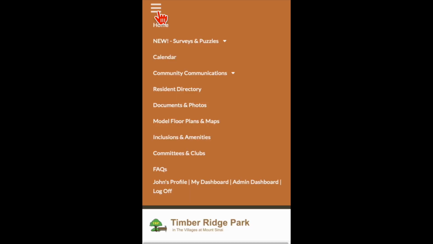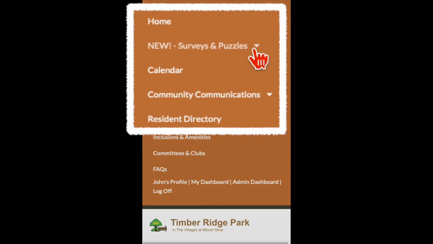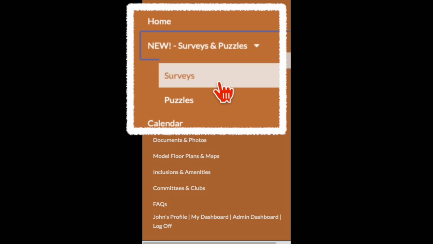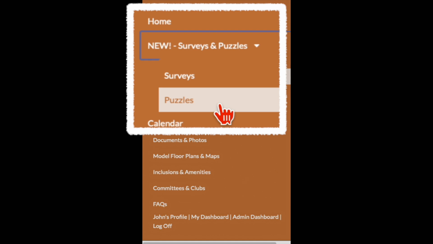On a smartphone, click on the 3-line hamburger in the upper left to see the choice for Surveys and Puzzles, and click on the down arrow to select one of the 2 choices.